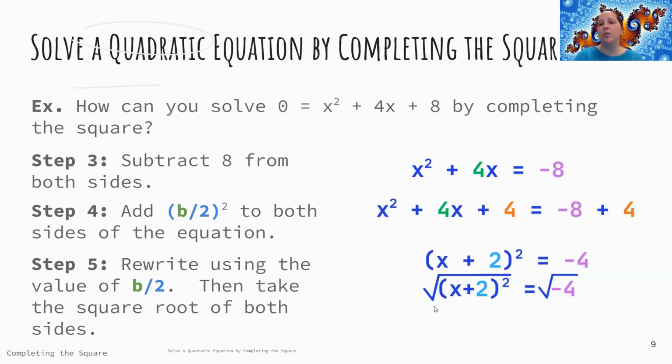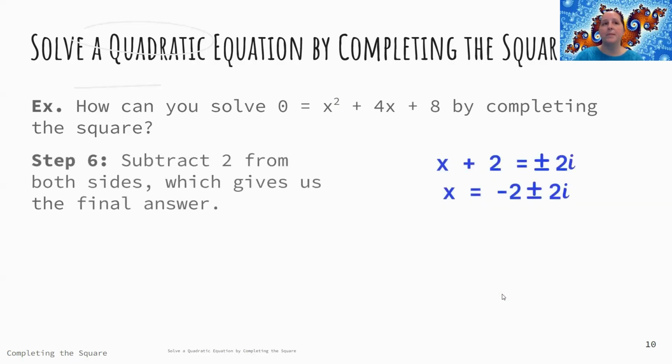I then take the square root of both sides. Notice that this is a negative 4 over here, which means we're going to get an imaginary number when we simplify this. Okay, so square root of x plus 2 squared equals the square root of negative 4, which gives me x plus 2 on my left side of my equation, plus or minus 2i. Square root of 4 is 2. The square root of negative 1 is i. Okay, then I subtract 2 from both sides, so I get x equals negative 2 plus or minus 2i.